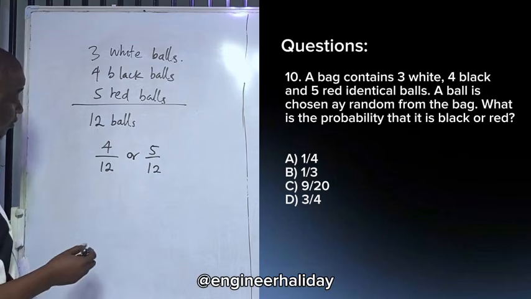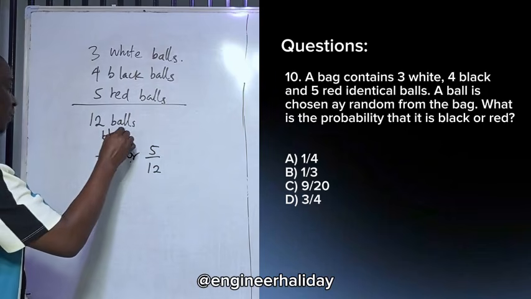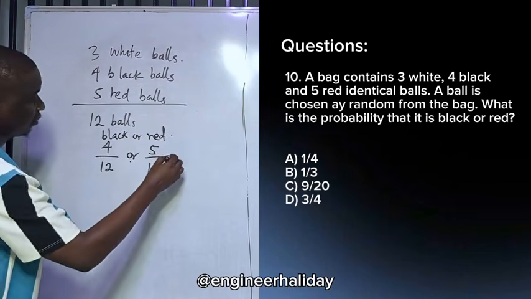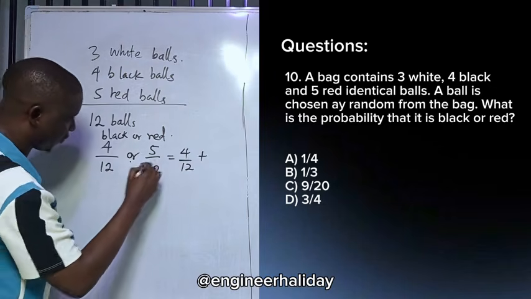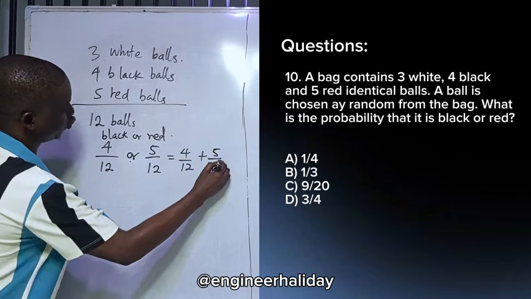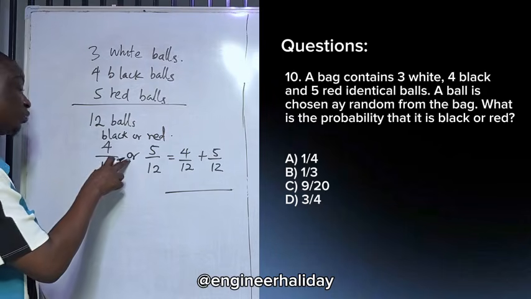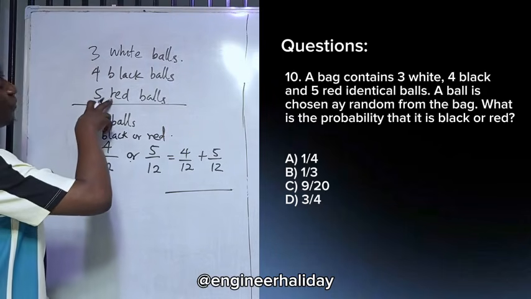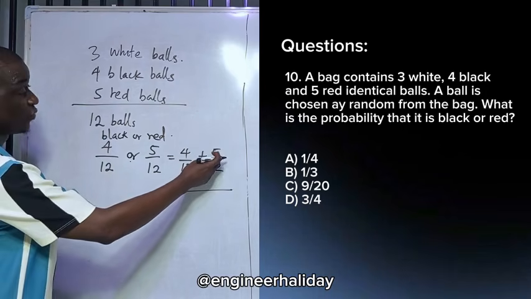So this one will give us what? Now "or" means this is either black or red. So what is the LCM? If you say 4 over 12 plus, because "or" in probability sometimes indicates plus, 5 over 12. In this case, the cases are mutually exclusive, that means it does not include each other. Selecting black does not affect selecting red, because they are not the same color. So that's why I'll still use 5 over 12.